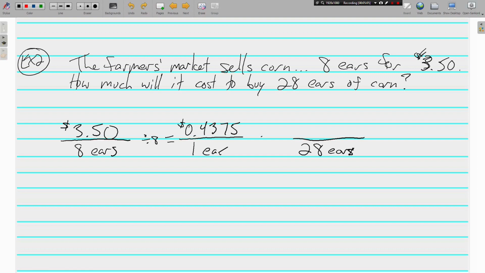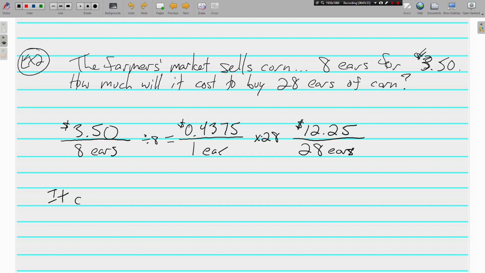So we're going to multiply this by 28. Don't round this 0.4375. You will get a more accurate answer if you leave that whole thing in there, then times 28, and then round if you need to. This time it comes out to $12.25 for 28 ears of corn, and that's the sentence I'm going to write.